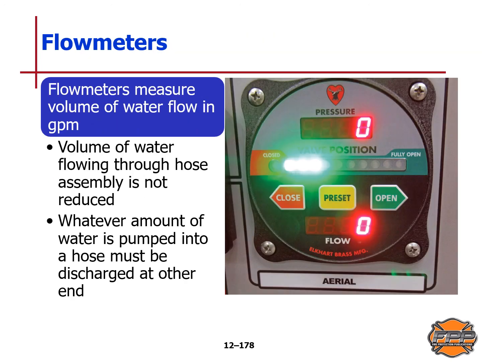Flow meters measure the volume of water in gallons per minute. The volume of water flowing through the hose assembly is not reduced, and whatever amount of water is pumped into a hose must be discharged at the other end.